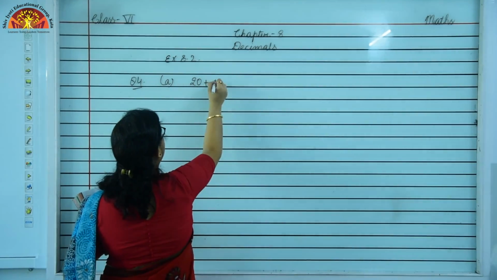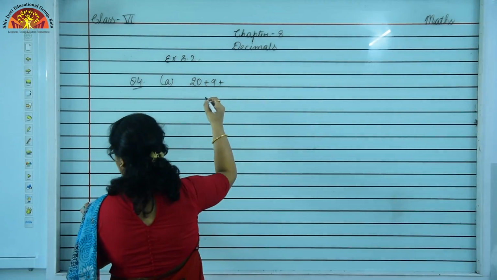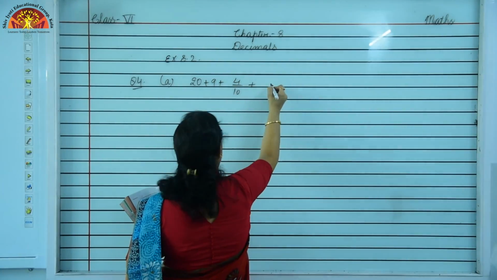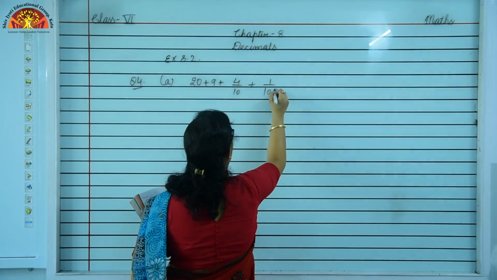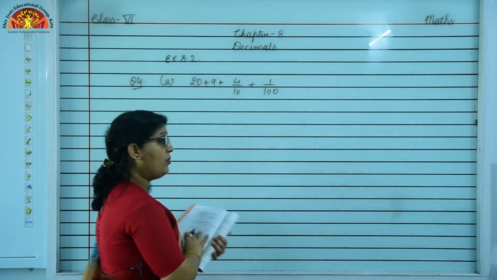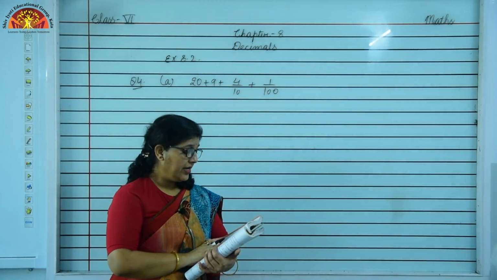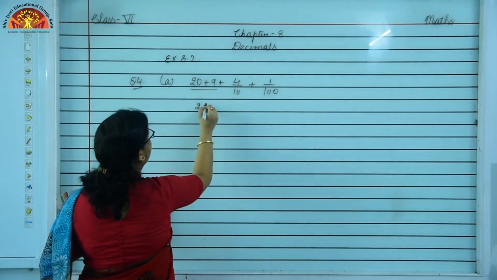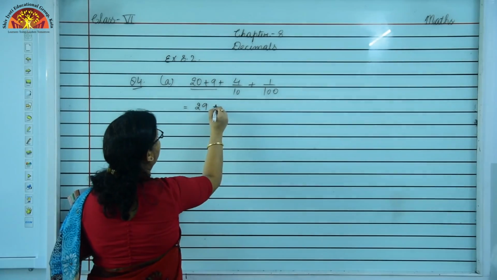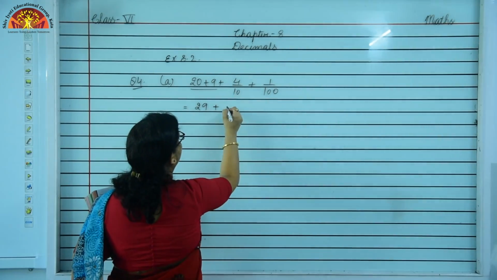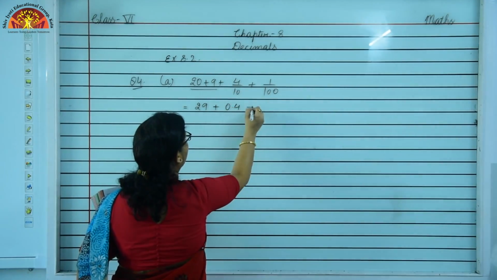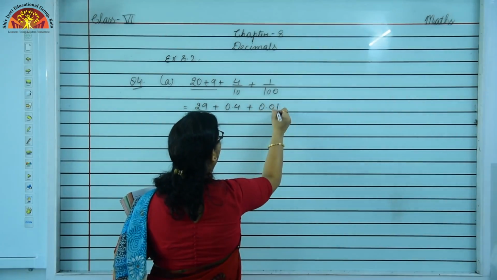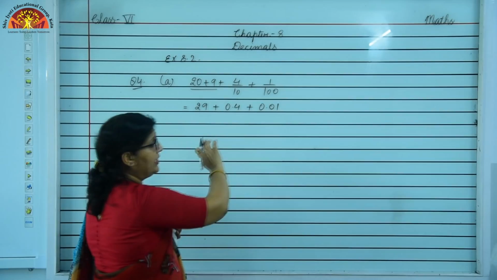A part is 20 plus 9 plus 4 upon 10 plus 1 upon 100. Now, how do we write it in decimals? This is 29. So, write 29 plus 4 upon 10, which means 0.4, and 1 upon 100 means 0.01, because we have 100 in the denominator.